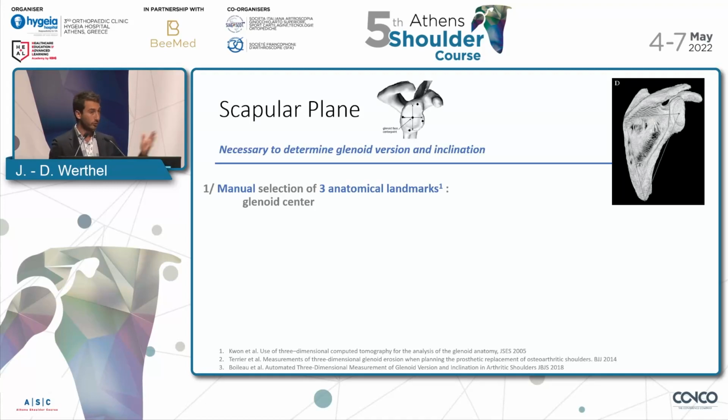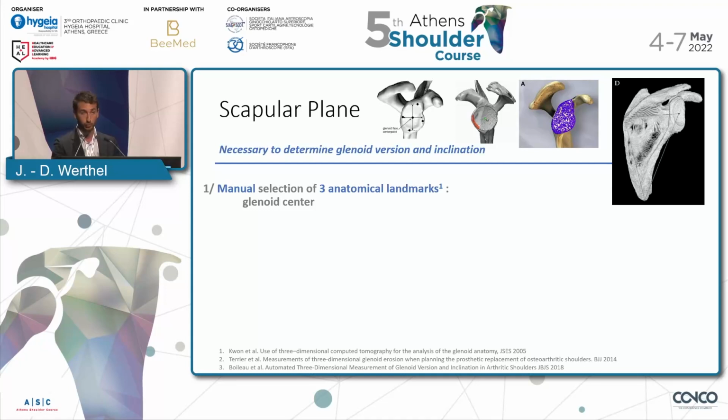So you can use the same 4 points as we've seen before, and it's the intersection of these points. Or you can have a machine look for the best fit circle that matches the inferior part of the glenoid, and the center of that best fit circle can be considered the center of the glenoid. Or you can have a cloud of points again and determine the centroid of this cloud of points.